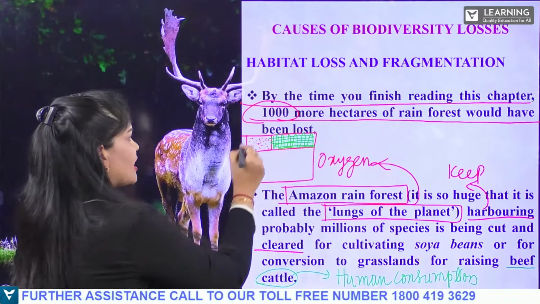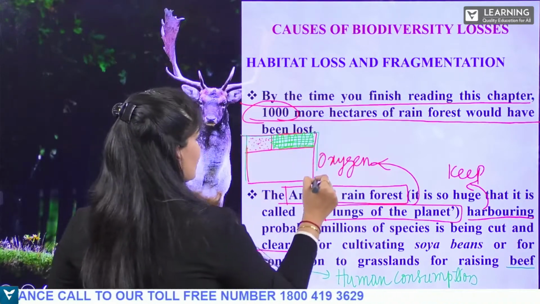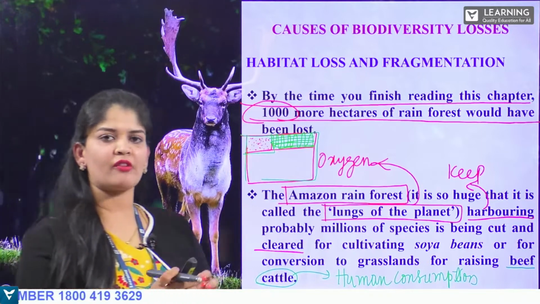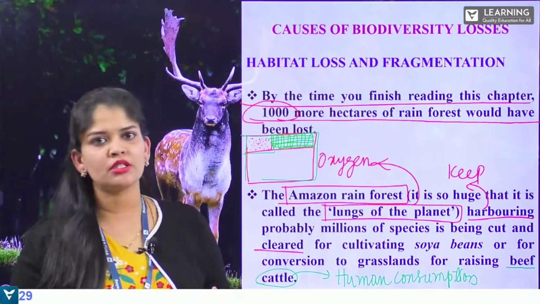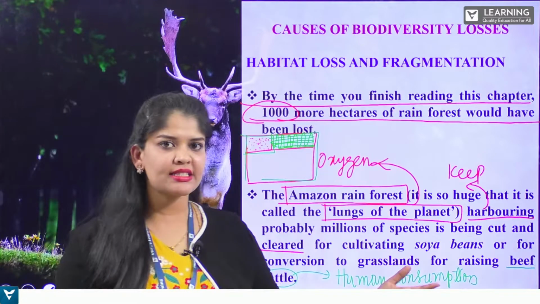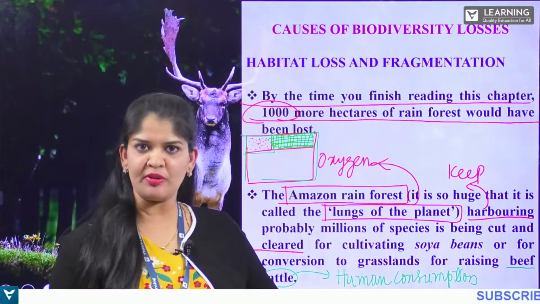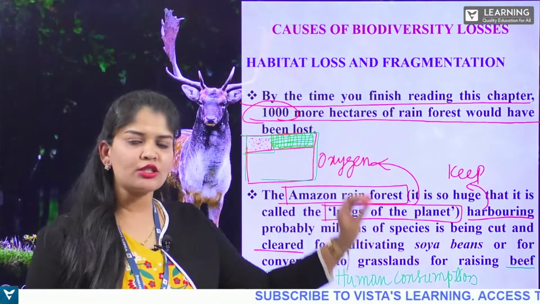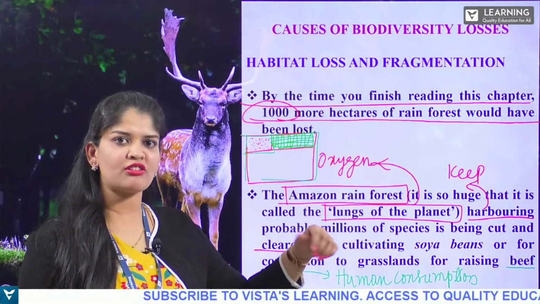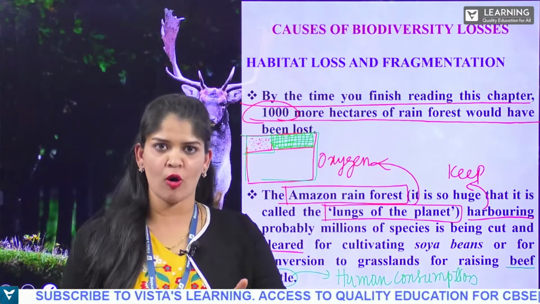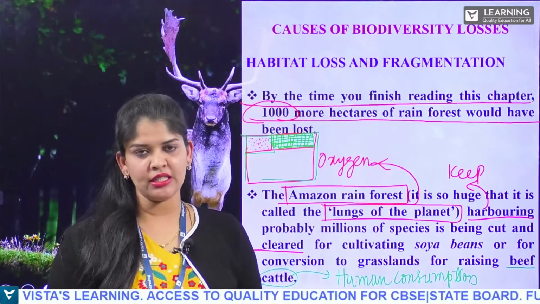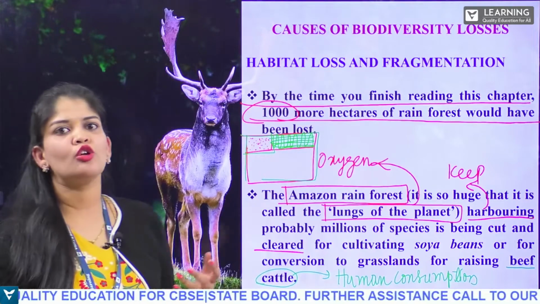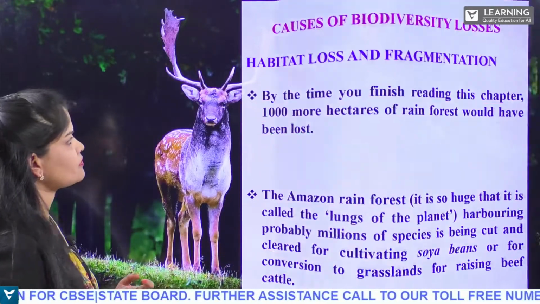We are dividing the great Amazon rainforest into fragments, where some of the fragments are useful for the cultivation of soybeans, and other fragments are converted into grasslands, thereby we can raise beef cattle. These are all human activities by which natural habitats have been converted into another form, and the fragmentation happens, thereby there is a loss of habitats, and finally it leads to loss of biodiversity.